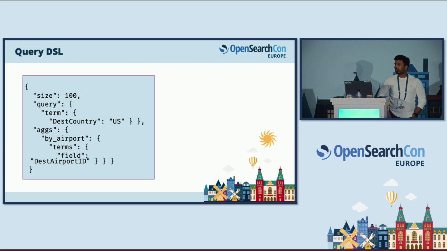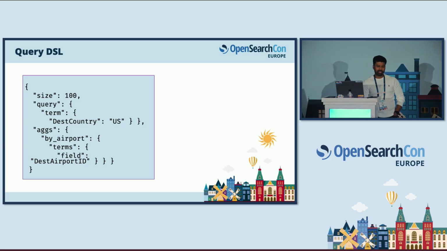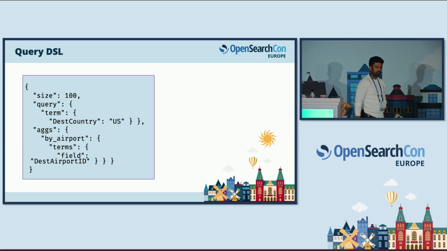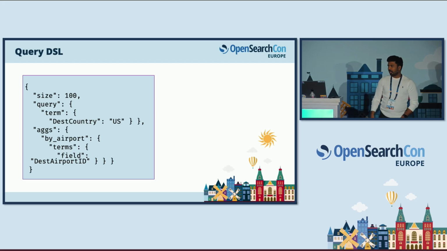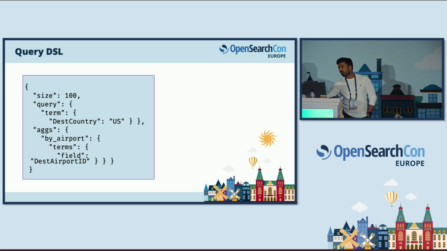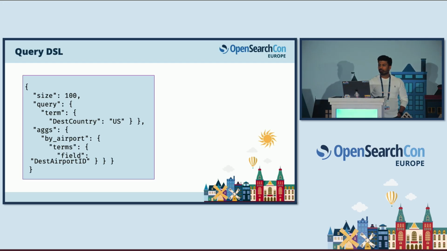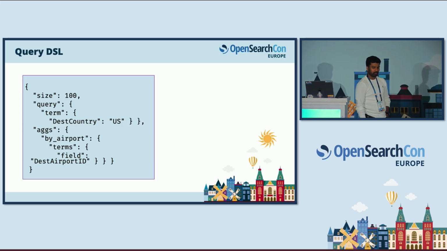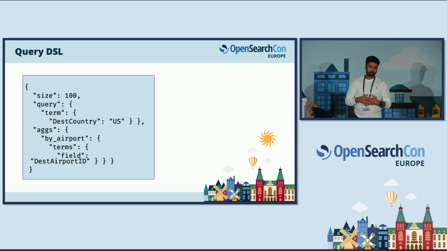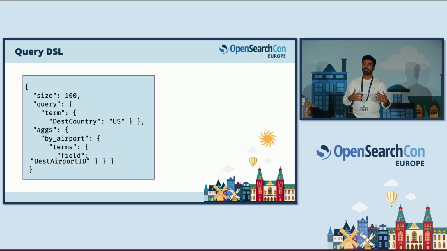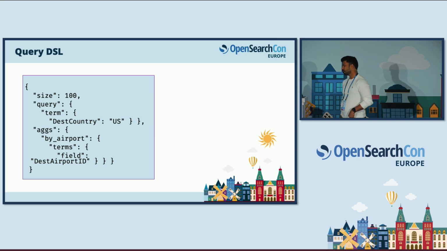Let's start with a quick look at a basic Opensearch query. This one uses the sample flights data, and filters for flights where the destination country is US, and also groups by the destination airport ID.